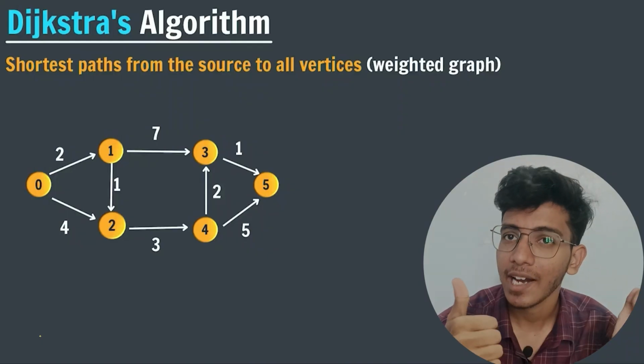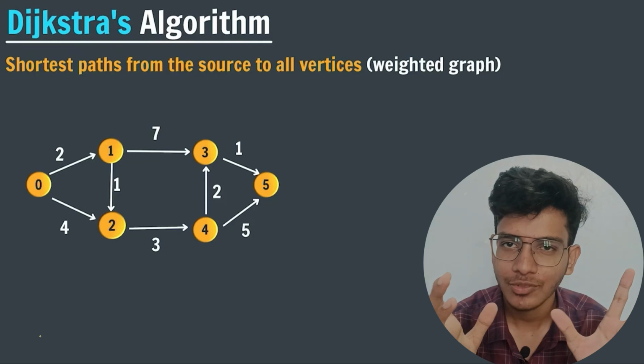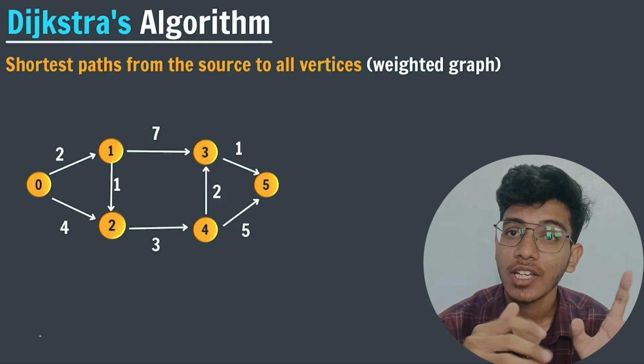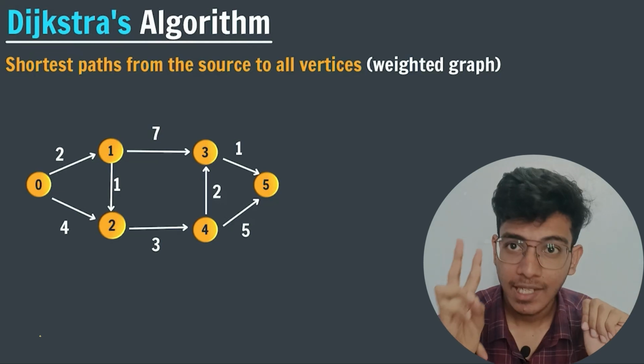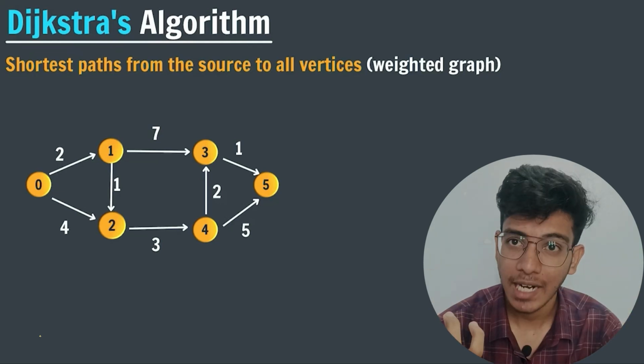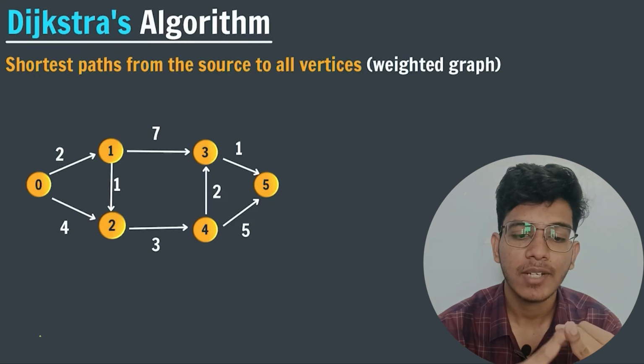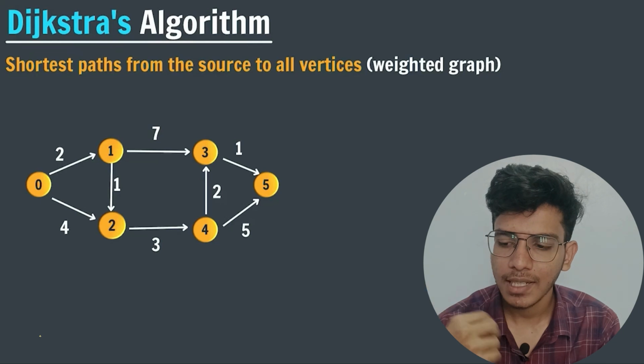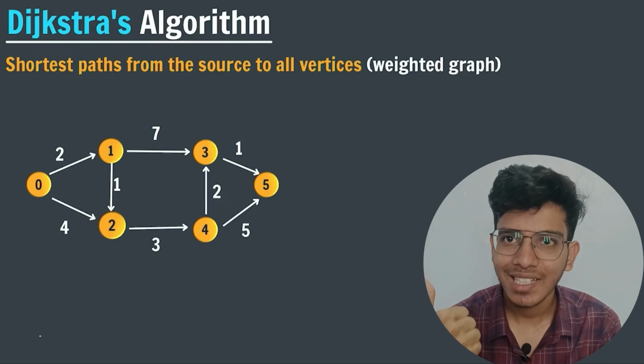Hello everyone, in graph part 1 we have seen what graphs are, the concepts involved in graphs, and how we can represent a graph using 4 different methodologies. In graph part 2 we have seen different graph traversals like BFS and DFS, and how a graph can be divided into different components.